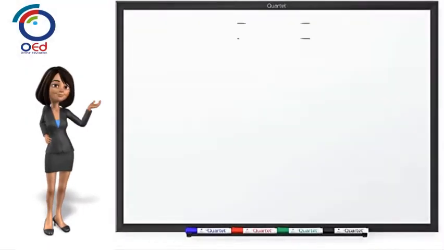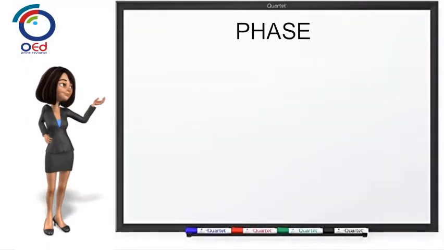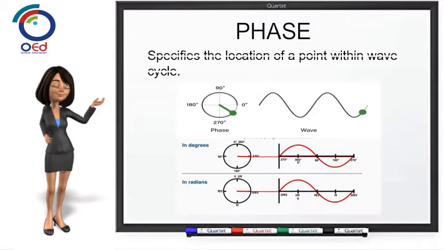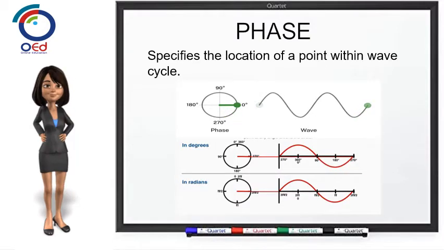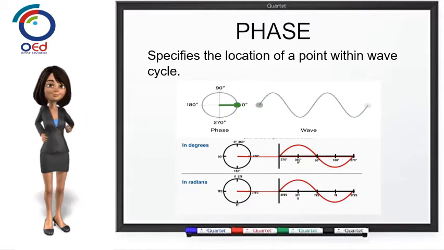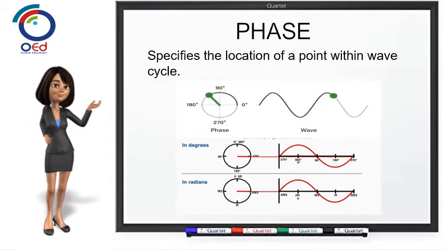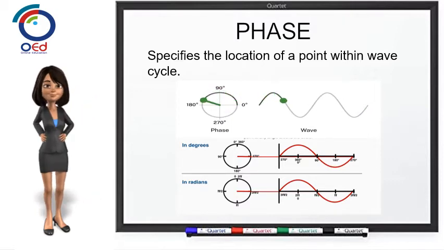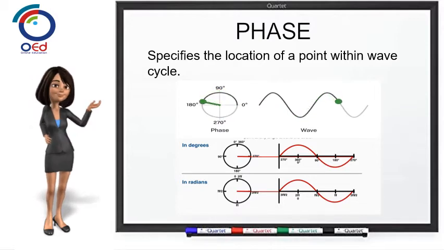Phase. What is phase modulation? Phase specifies the location of a point within the wave cycle. It also specifies the angle in either degrees or radians. As you can see here on the sample chart, the phase turns around the circle, and the angle turns counterclockwise.